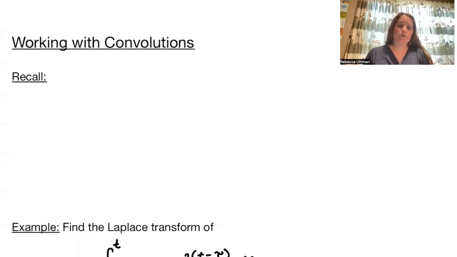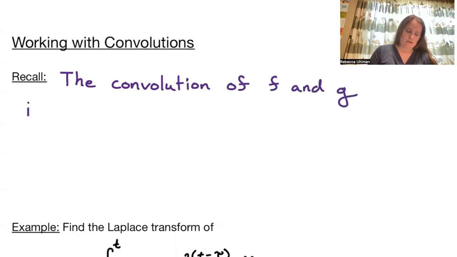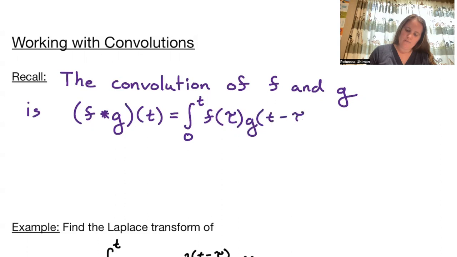Welcome to convolutions. So recall the convolution of f and g, we denote it with f asterisk g of t, and this is equal to the definite integral from 0 to t of f of tau times g of t minus tau d tau.